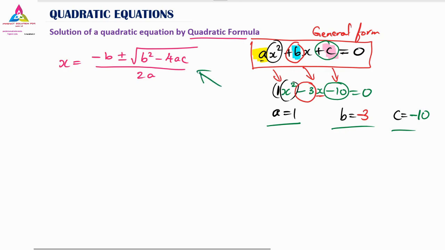So x is equals to minus b. What is the b value? So here we have the b value. What is the b value actually? B value is how much? Minus 3. Yes, not the positive 3, it is negative 3. It is negative 3. So we have to put a bracket.